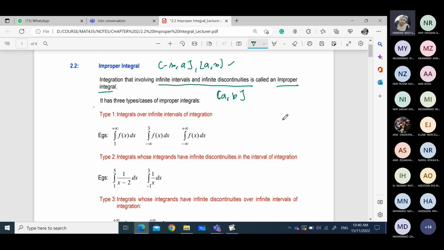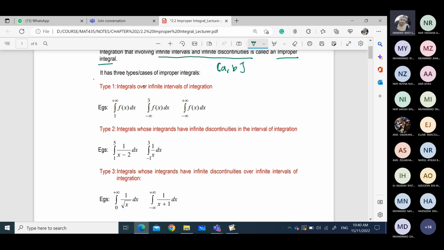Okay, so in improper integral, we have three types. The first type is integral over infinite interval of integration. For example, we have this integral, integral f of x dx, where x is 1 to infinity. So this means that the interval of x here is 1 and it goes to infinity.